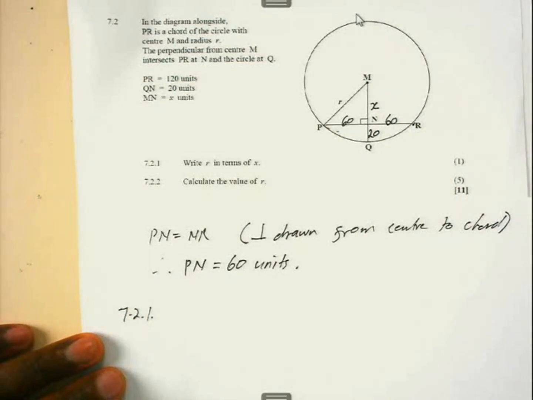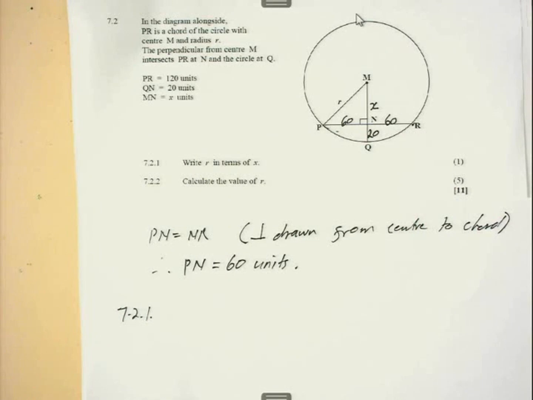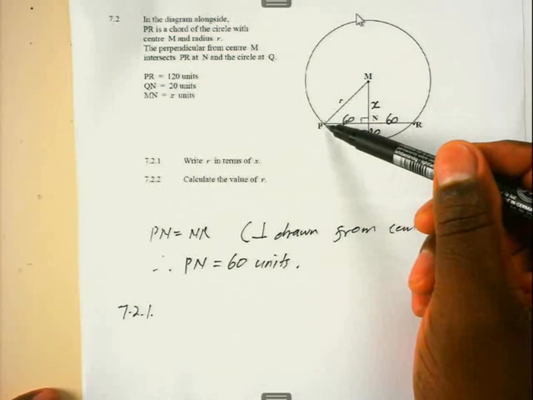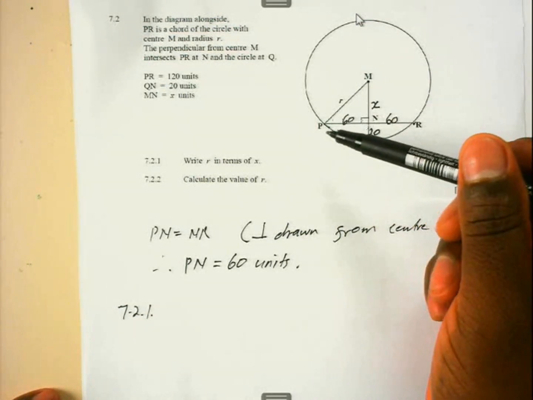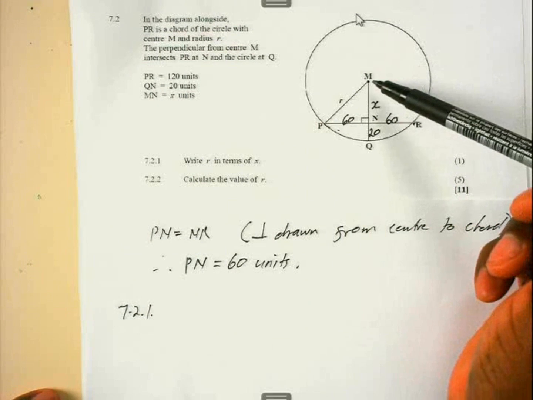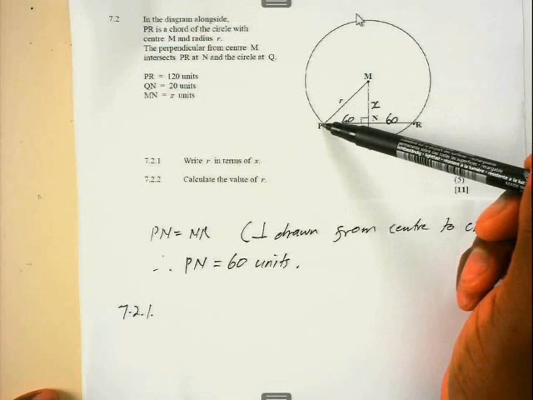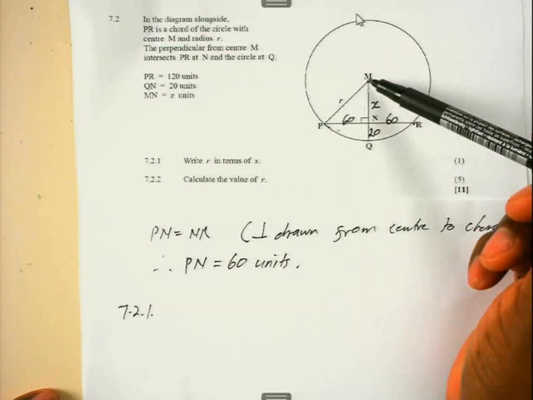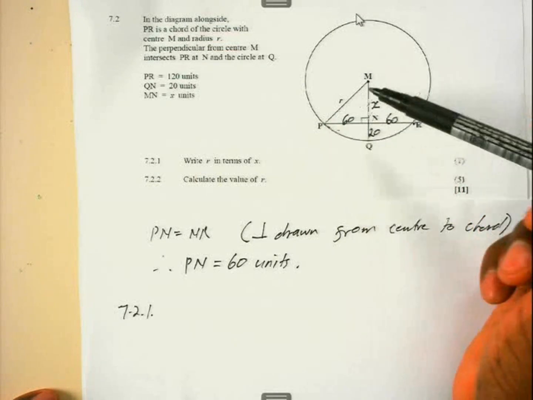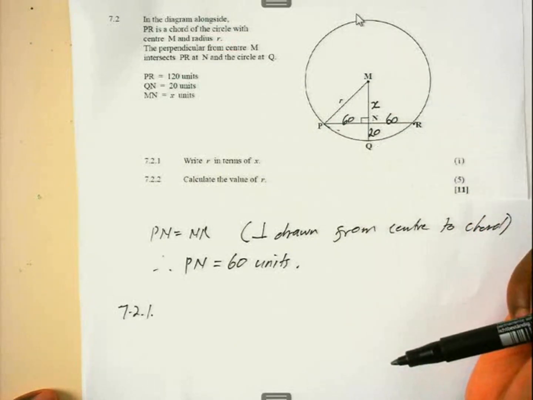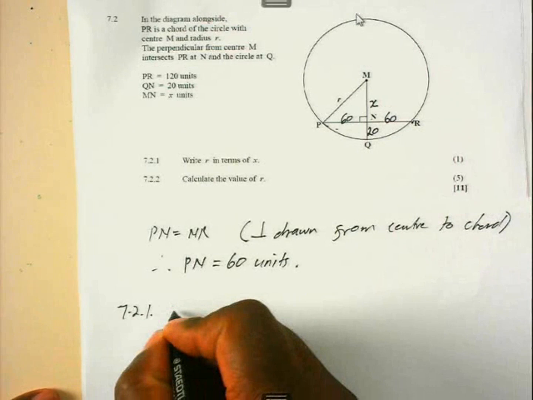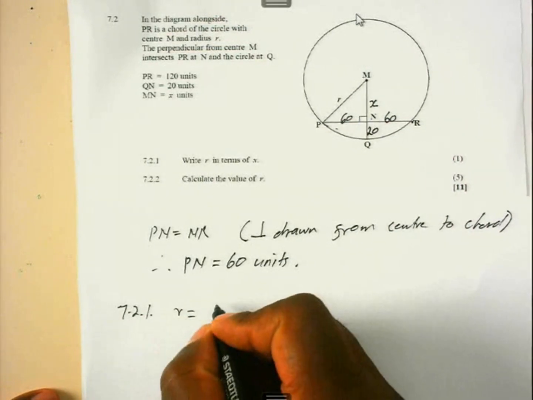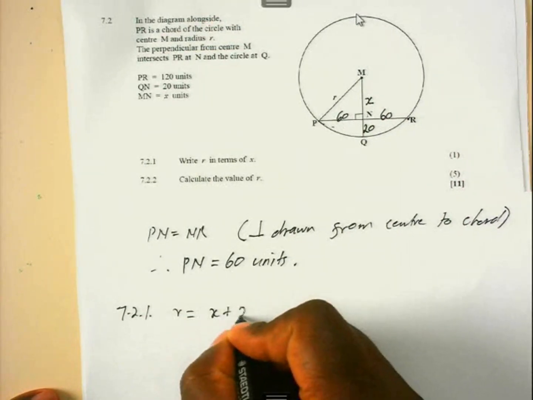7.2.1. Let's answer that. For 1 mark, write R in terms of X. Check. What does R represent? The radius. And by definition, the radius is the line from the center of the circle to the circumference. So if you can check, MP is the radius. MQ is also the radius, meaning that R will then be equal to X plus 20.